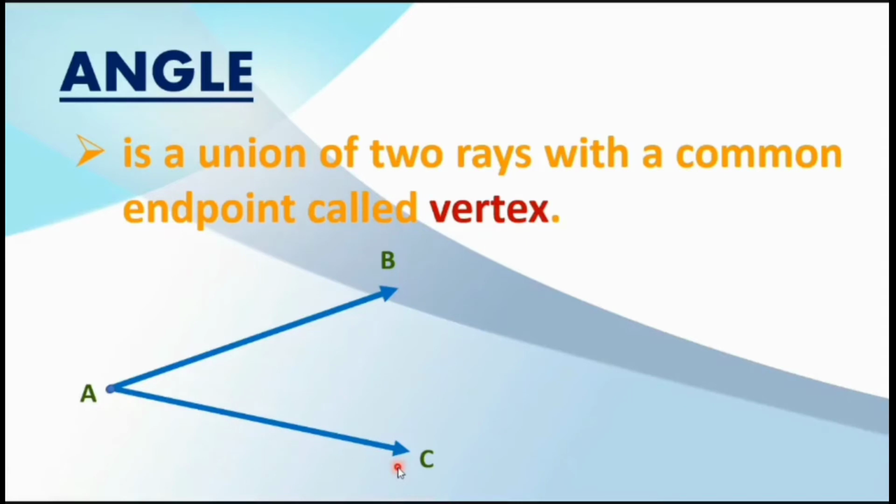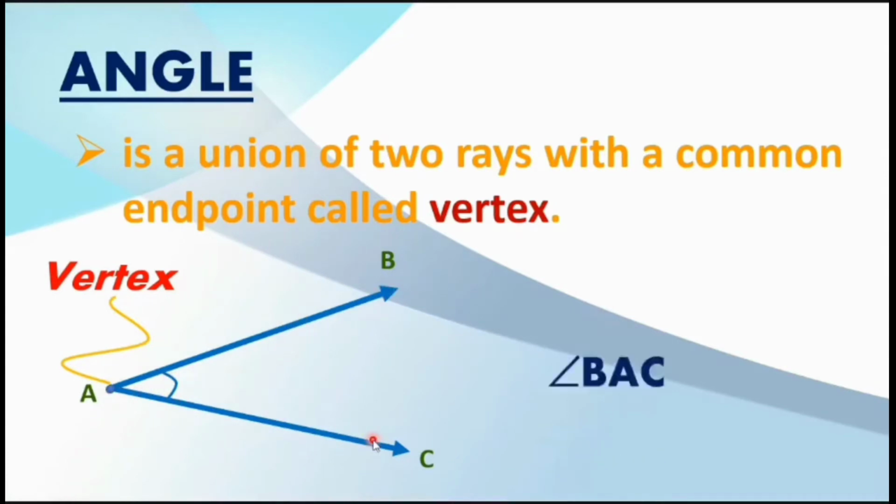These two rays have common endpoint. Nasaan yung common endpoint niya? Nandito po yung kanyang common endpoint. At ang tawag natin sa common endpoint niya is the vertex. Now the question is, how will we name this angle here? This angle here can be named angle BAC or angle CAB.